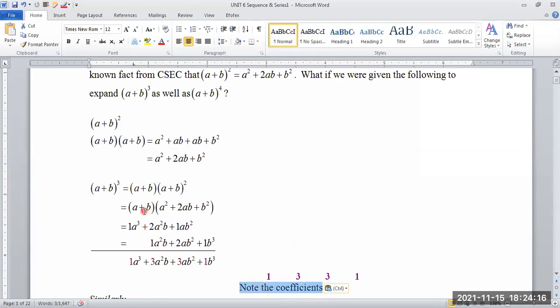All right, watch me, work with me. Is it the second to last one or the one with the b? B times a squared is what? A squared b. Teacher, a squared b. Very good, honey. What is b times 2ab? 2ab squared. And what is b times b squared? B cubed. Magic.